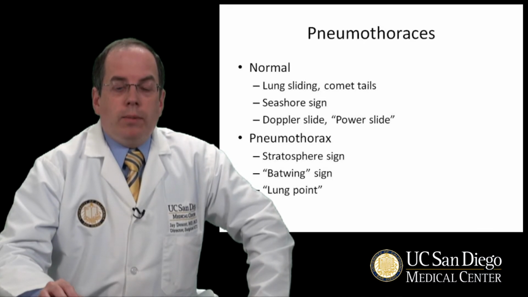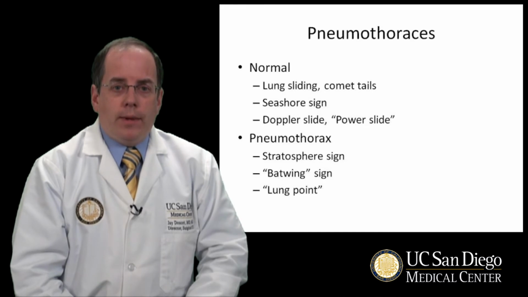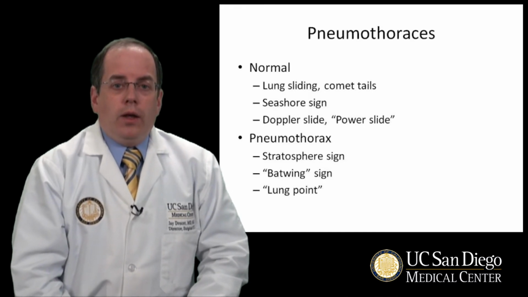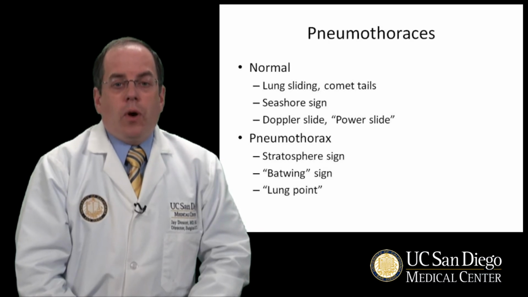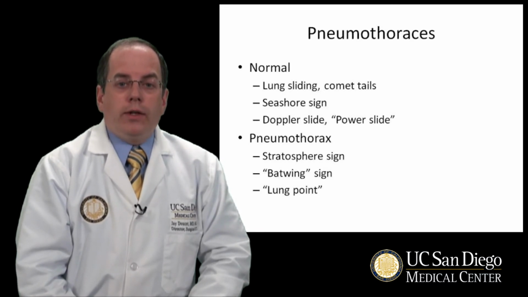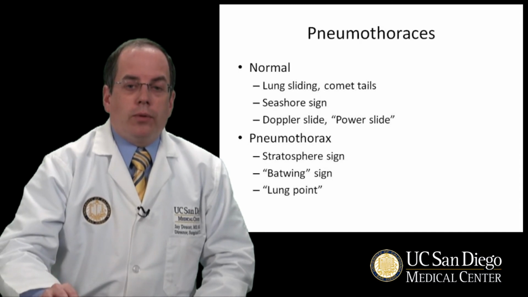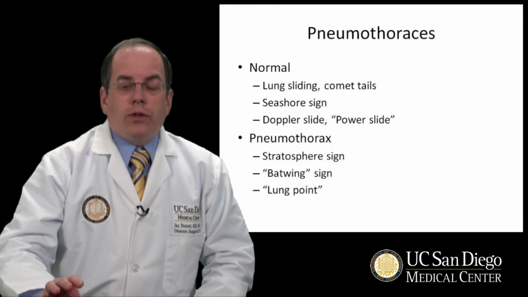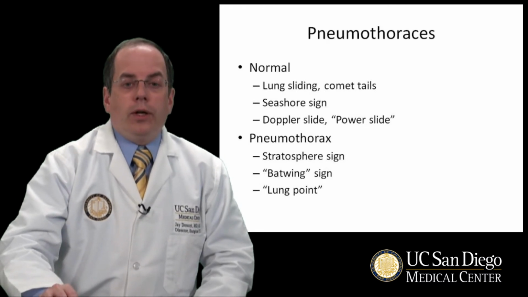Pneumothoraces can be picked up readily as well, looking for the absence of comma tails, which are a normal finding, the absence of the seashore sign, or not seeing what's called the Doppler slide or power slide, or evidence that the lung is no longer in contact with the parietal pleura. Things that are seen during pneumothorax are the stratosphere sign, the batwing sign, and the lung point. And I'll illustrate each of these.